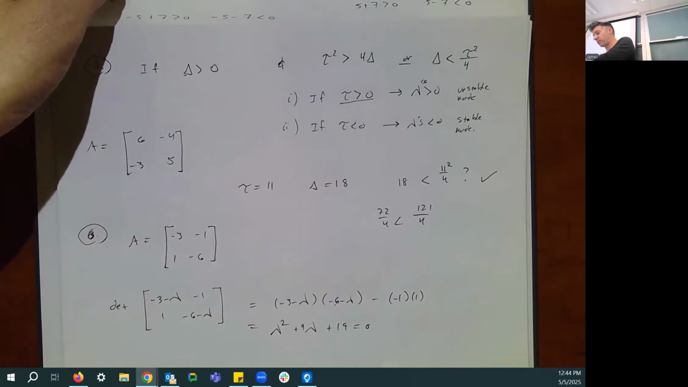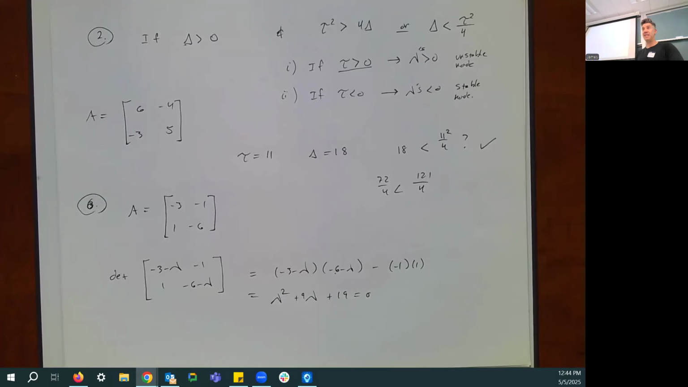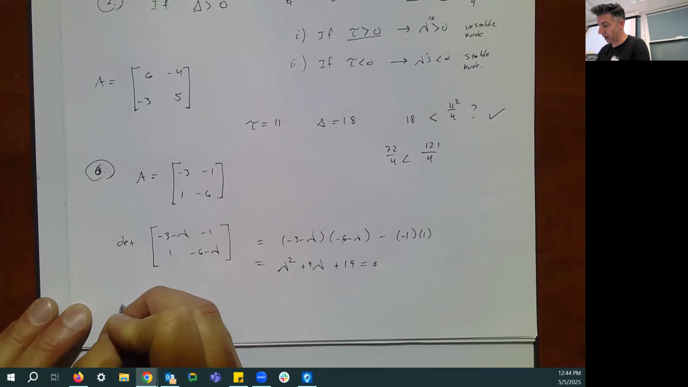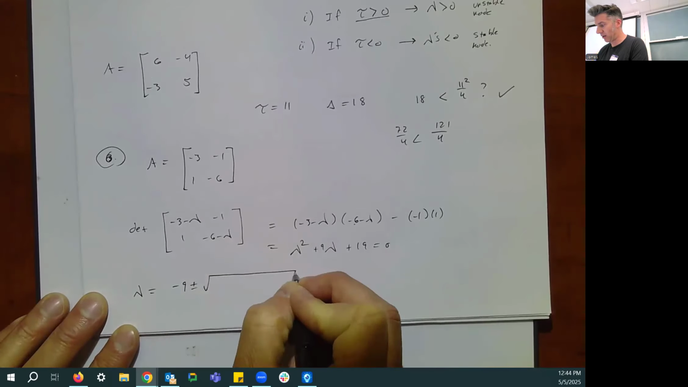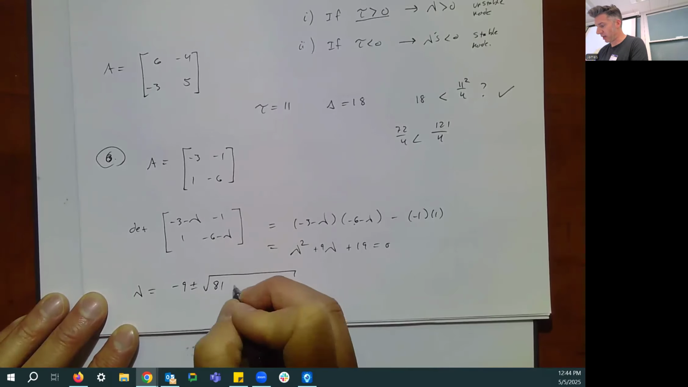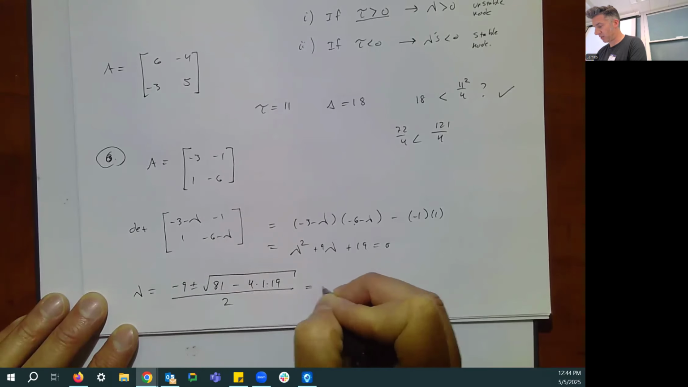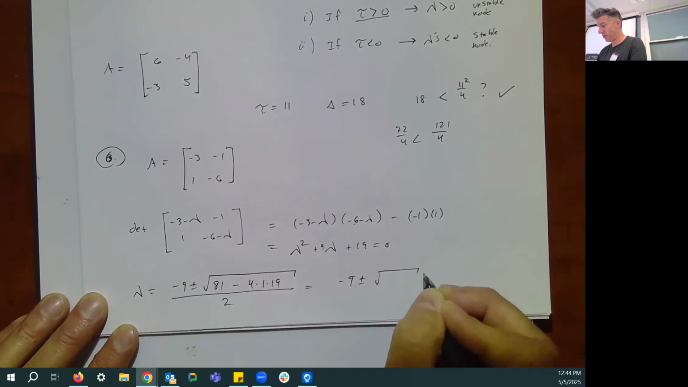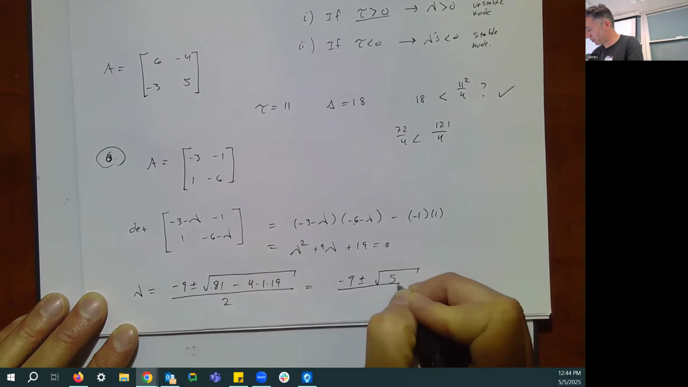And looking at this, you can probably see that this does not factor, right? There's only one way of multiplying to 19, 1 times 19, or -1 times -19. And that definitely doesn't add up to 9. So here you'd have to use the quadratic formula anyway. So here our eigenvalues are going to be -9 plus or minus the square root of 9 squared minus 4 times 1 times 19 all over 2, which is going to be -9 plus or minus the square root of 81 minus 76 all over 2.